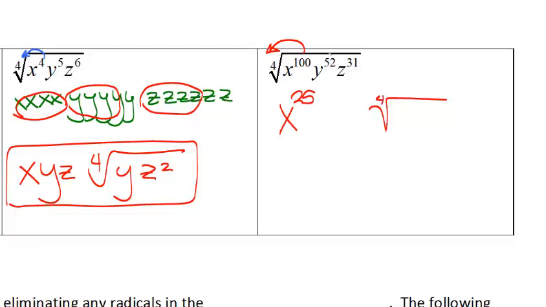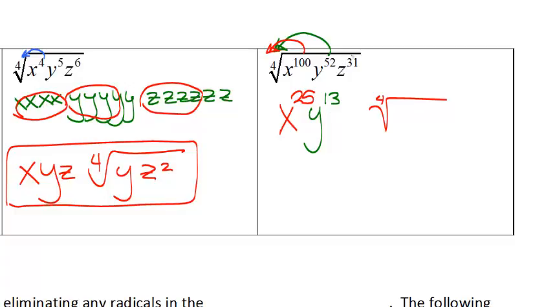Y to the 52, so on that part I'm going to take 52 and divide it by 4, and 52 divided by 4 gets me 13 with no leftovers at all. So I have y to the 13, that's the number of groups of 4 that come out. I don't put any y's inside the radical because there's no leftovers.